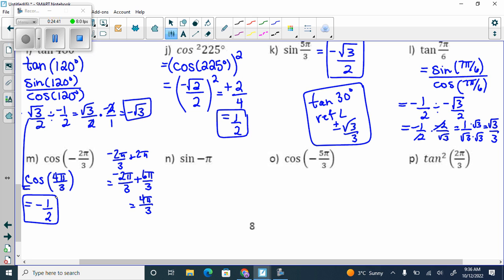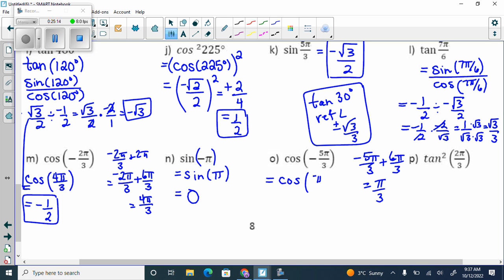All right, sine of negative pi. If I add 2 pi to negative pi, I get sine of pi. Just in the same spot. And what's y at pi? 0. So negative 5 pi over 3 plus 2 pi, or plus 6 pi over 3 if you make a common denominator, is just pi over 3. So this is equal to cos of pi over 3. Make sure you have your equal signs. And at pi over 3, cos is?